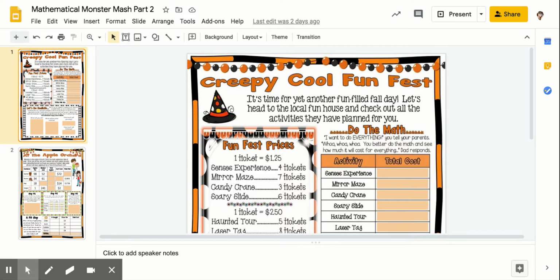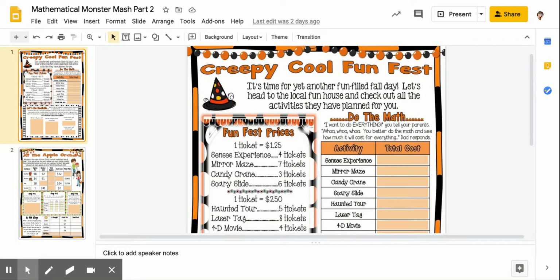So today we are going to be looking at our Mathematical Monster Mash Part 2 to replace our lower WOW grade. So just like yesterday, we've got two Google Slides, which are basically just worksheets, and we are answering the questions on each slide. So our first slide is about a carnival.